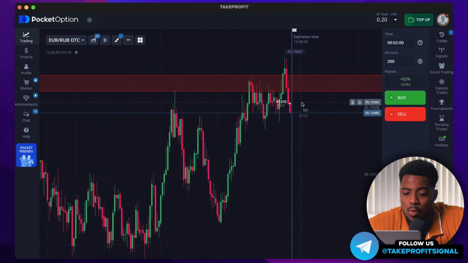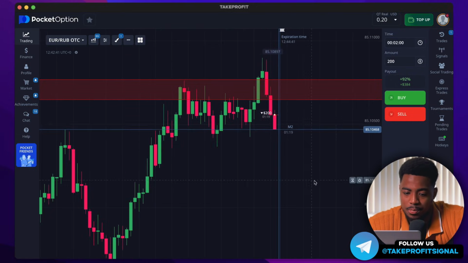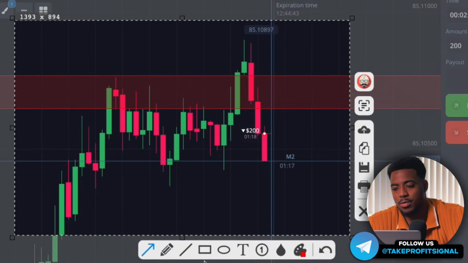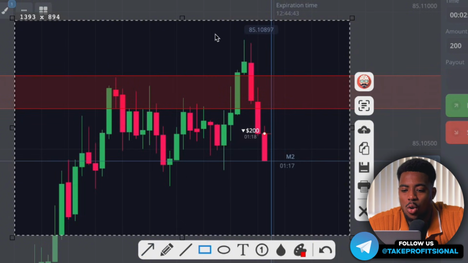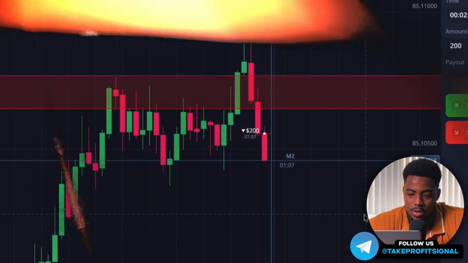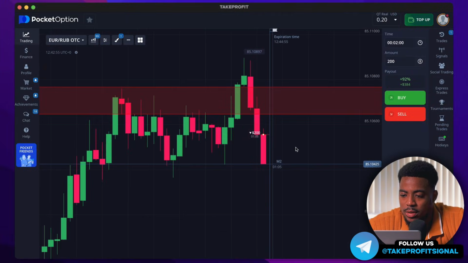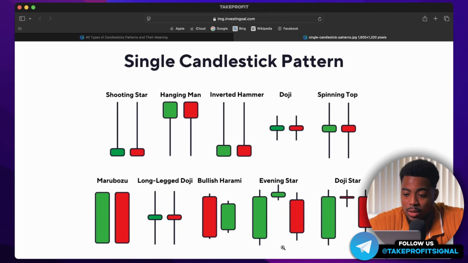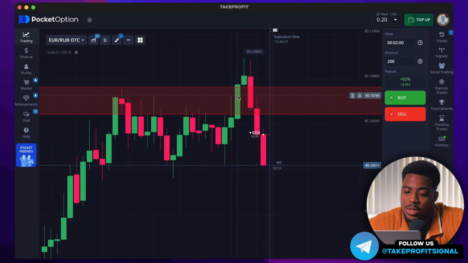Now let me explain why I opened the trade down here. In fact, I opened it not only because there is a resistance level here, but the whole point is that here we have formed a candlestick pattern which is called the evening star. In general, it is called in different ways, but this pattern consists of 3 candles. Here is how it looks.